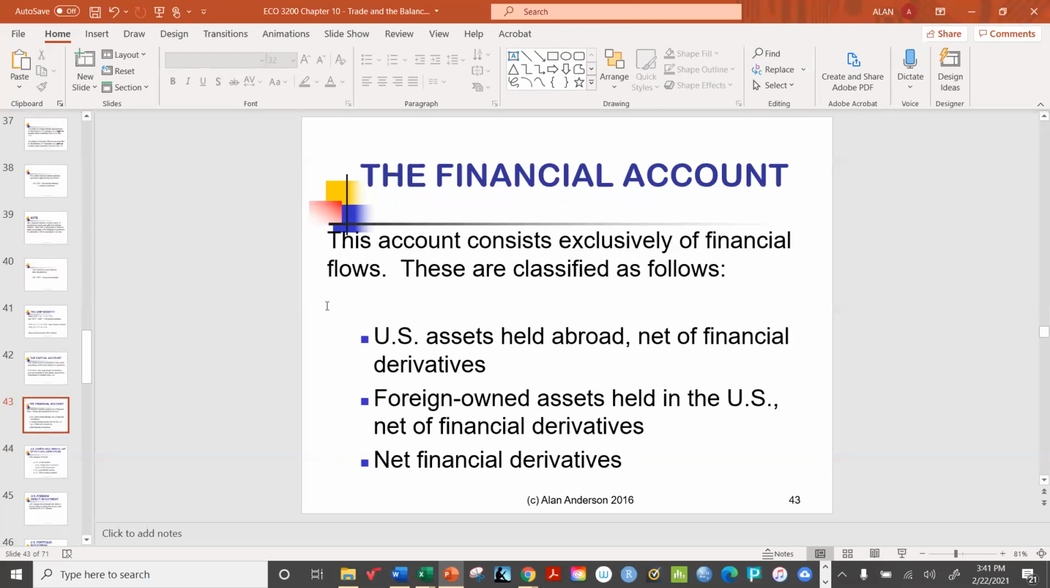And then the financial account. Now, what's interesting about the financial account is that it has all these financial flows like stocks and bonds and actual physical assets like buildings. And it also refers to the ownership of foreign businesses. But it also has this item hiding down there called net financial derivatives. Now, does anyone know what a derivative is?